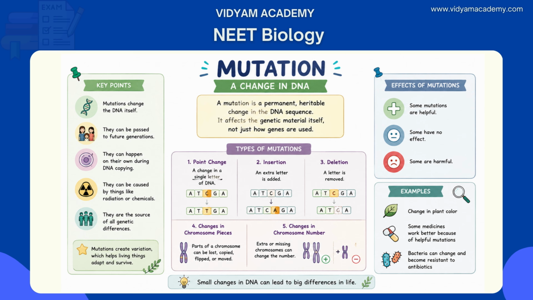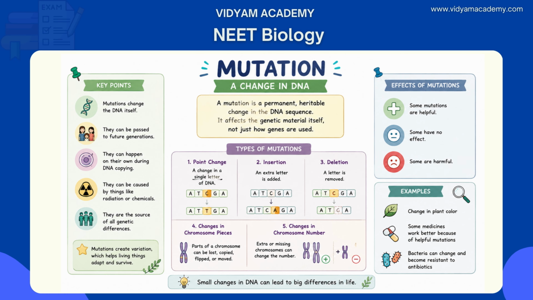Mutations are heritable because they alter the DNA template used in replication, so daughter cells carry the same change. They can occur spontaneously during DNA replication or be induced by mutagens, so radiation, chemicals. Mutations are the ultimate source of all genetic variation in a population. That's why option B is the right answer for this question.